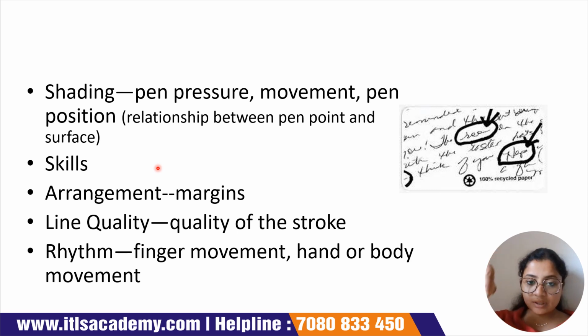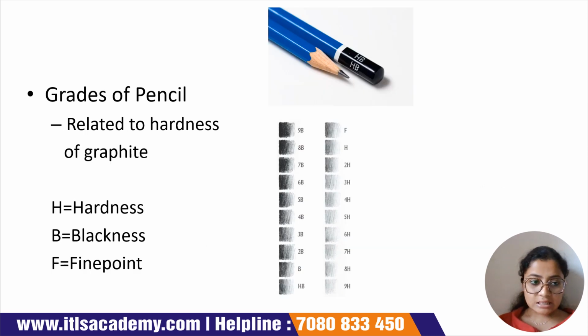Is it perfectly perpendicular or is it a bit slanted, like that? Then the skills, the arrangement, meaning the margins, line quality, quality of the stroke, the rhythm, that is the finger movement, hand or body movement. These are the minute details which need to be taken care of, which need to be captured as part of handwriting analysis.